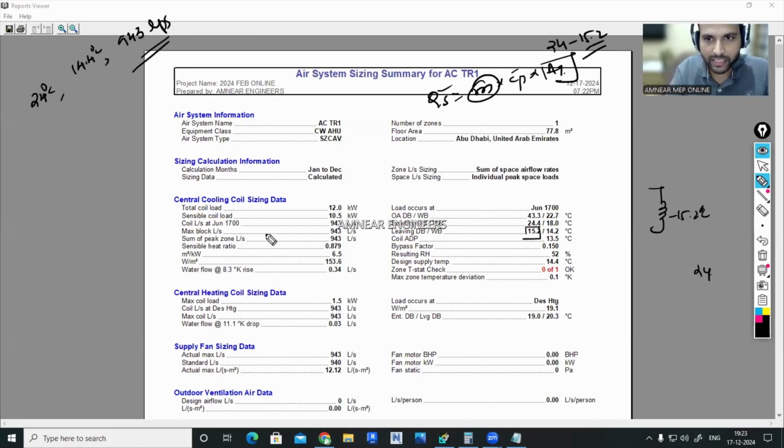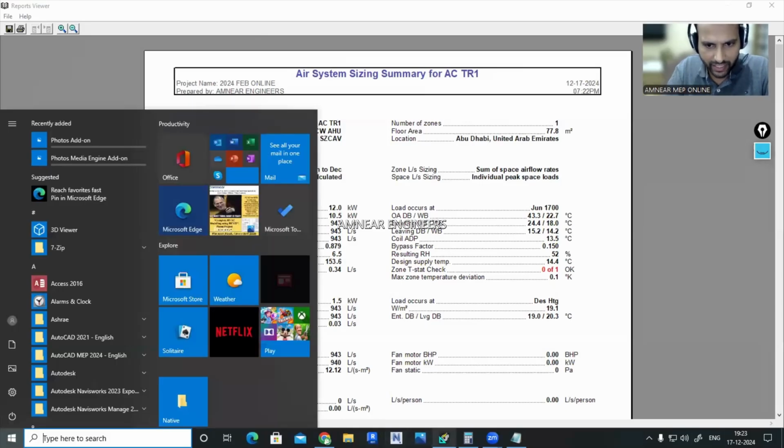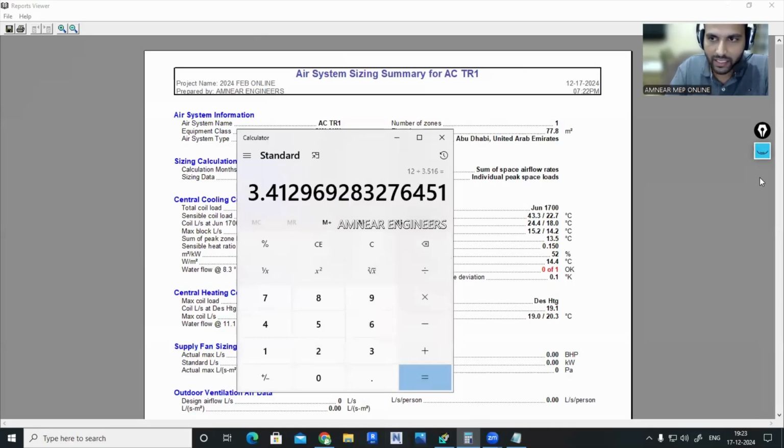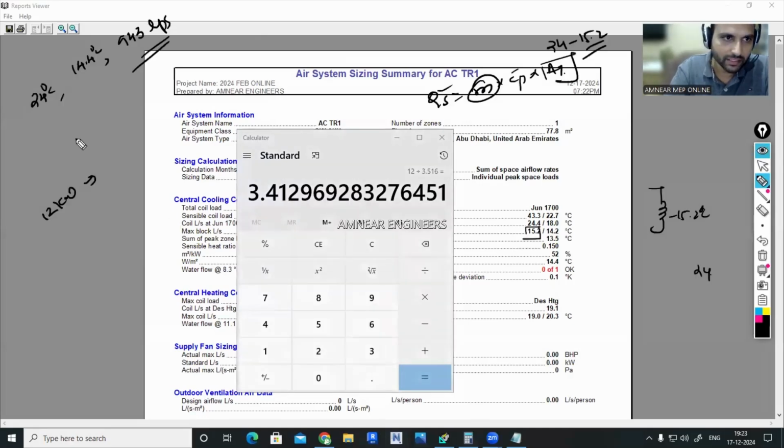So how much am I getting now? For example, this is 12 kilowatt. How many tons of refrigeration is 12 kilowatt? We can change the unit in HAP itself. Otherwise, we can calculate 12 divided by 3.516. That is 3.41 tons of refrigeration, with 943 liter per second.